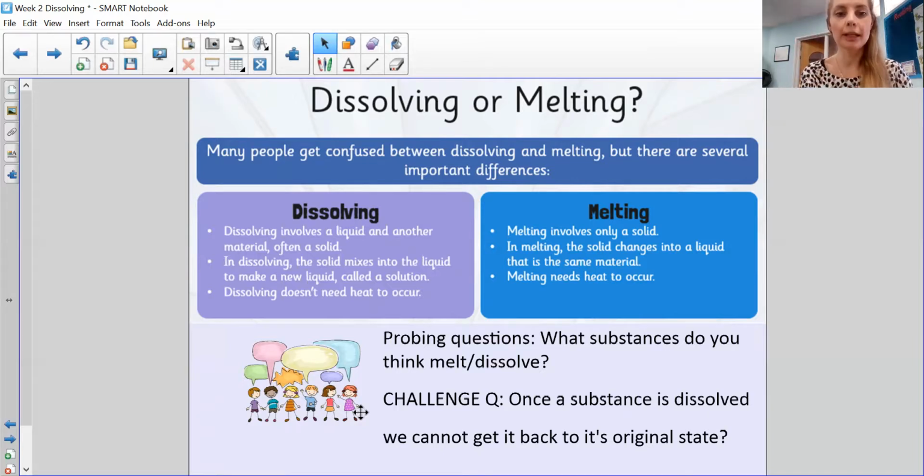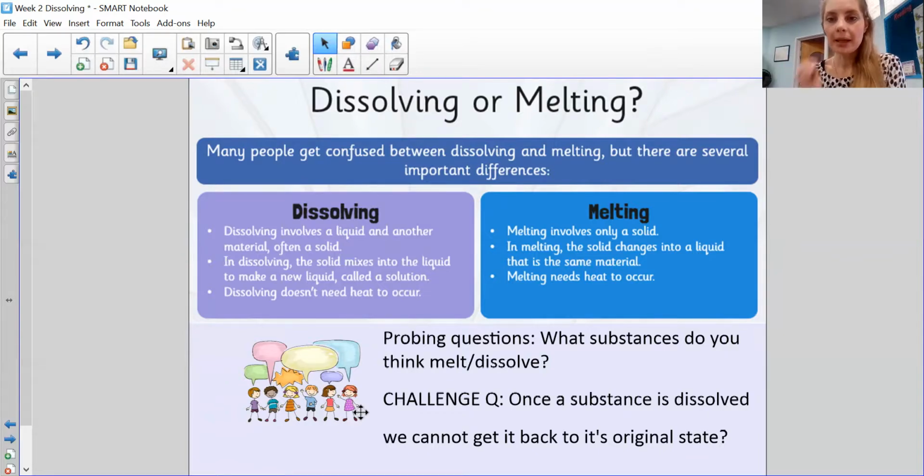It would make a new liquid, which we call a solution, which is what we did with the salt when we did our little starter. And dissolving doesn't need heat to occur. I don't need to heat up the water. I don't need to heat up what's in here, like putting it on a stove or anything like that.